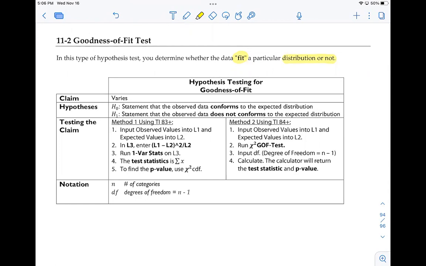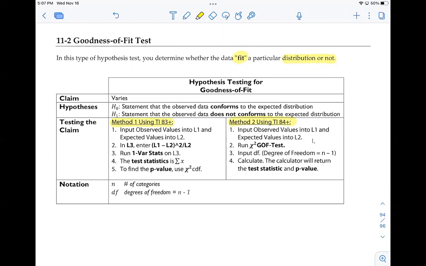All right. Another thing I wanted to note is if you have a TI-83 plus, you have to use this method to find the test statistic and the p-value. But if you have the TI-84 plus, you don't need to do it this way. You could do it this way. There's a function that gives you the test statistic and the p-value, and that function is chi-square GOF test.